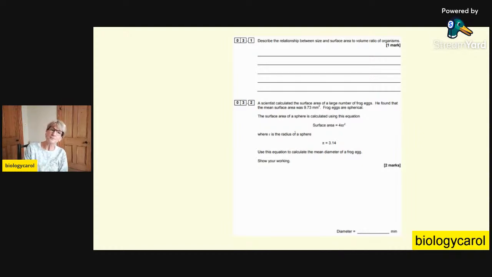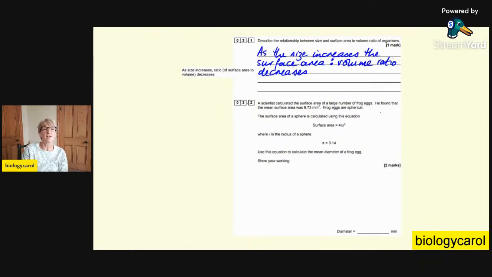Anyway, moving on. Scientists calculated the surface area of a large number of frogs' eggs. He found that the mean surface area was 9.73 millimeters squared. Frogs' eggs are spherical. So we've got this mean surface area for a frog's egg. And they were very kindly, they've given the equation for it. Use this equation to calculate the mean diameter of a frog egg. So, oh, sorry, I've just realised that I haven't done this, silly old me. There we go, I got the mark.